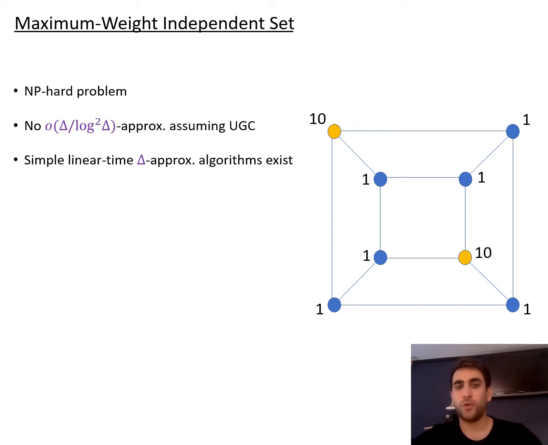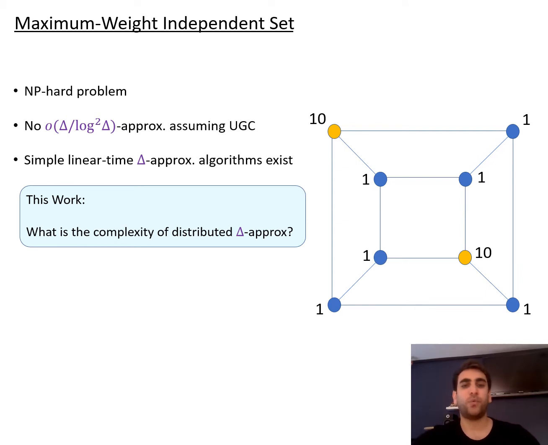On the other hand, we know that very simple delta approximation algorithms are known even for the weighted case. And in this work, we were interested in the question: how fast can we find a delta approximation to maximum weight independent set in the distributed setting? And why specifically do we care about delta? Just because it seems to be the natural approximation factor for this problem, at least by looking at the situation from the sequential setting.